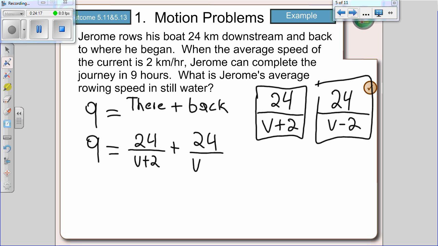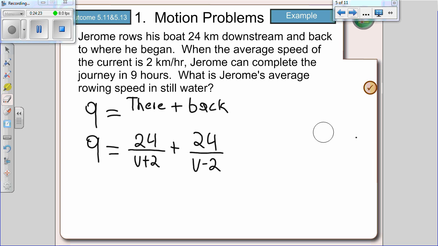The only way you're going to be able to combine those fractions is to get a common denominator. The common denominator needs to be multiplied. You're not going to add or subtract to get a common denominator. So we add our brackets, just to remind ourselves that's one thing, and that's one thing. The only way you can combine them is to multiply. So your common denominator is going to be v plus 2 times v minus 2. These two things multiply together. That's your common denominator.